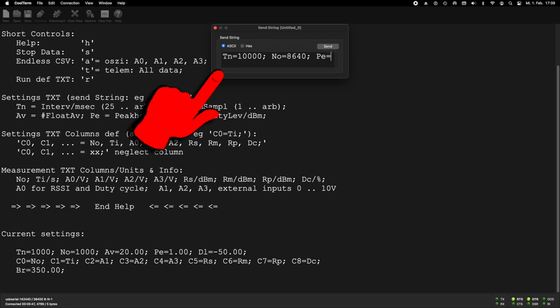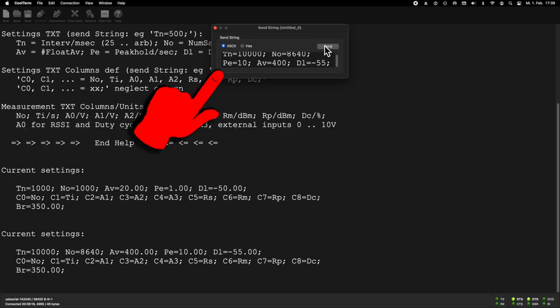I set the peak time, PE equals 10 seconds, so that we always get the maximum value from a 10 second interval. Then I set the averaging for the moving average to AV equals 400 values. This corresponds to a floating averaging interval of 10 seconds in time. I set the duty level more or less arbitrarily to -55 dBm. I could use any other level that makes sense to me if I want to analyze any nearby transmitter activity.